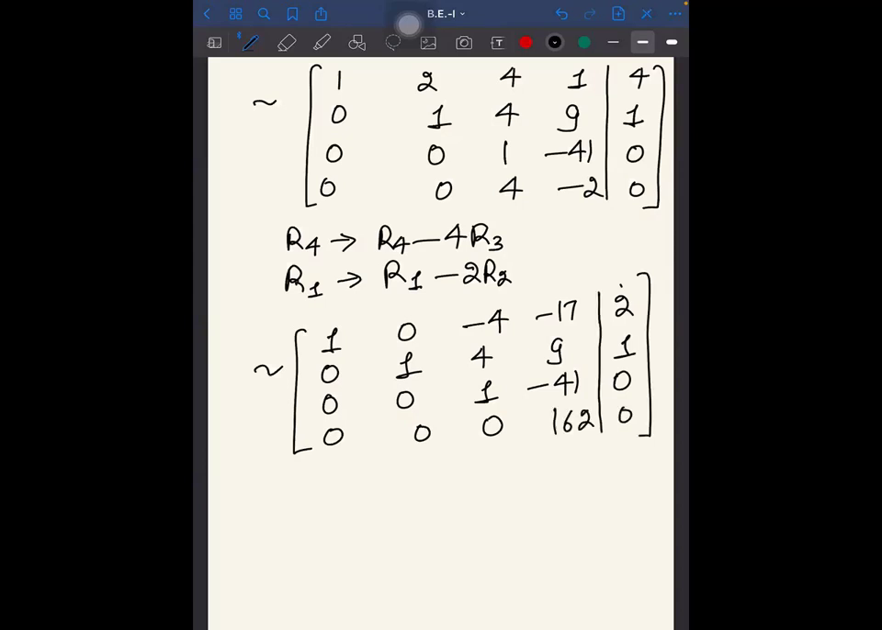And now we'll make zeros over here and here. So what should we do? On R3, R2 minus 4 times the R3, and on R1, R1 plus 4 R3. 4 times the R3. Right? Yes, sir.